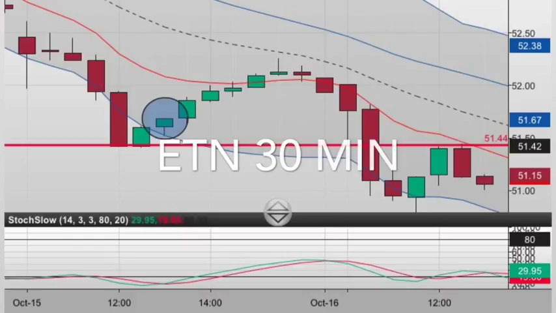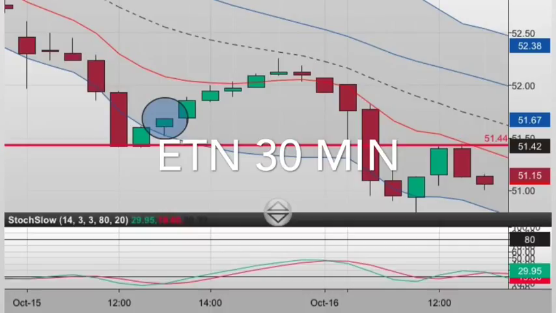Okay, next up is a 30-minute chart of Eaton. Each bar represents 30 minutes of price action that took place during the course of October 15th. If you look to the left of the chart, the day started off with a pretty heavy decline in price, represented by those five 30-minute red bars. It wasn't until around 51.40, a level I was targeting on the daily chart, that buyers actually started to step in and support the price.